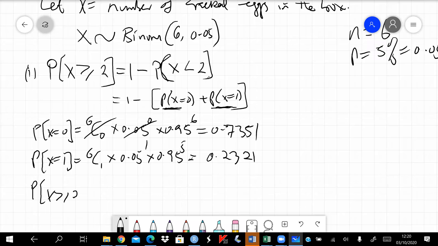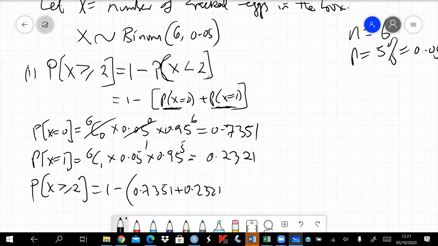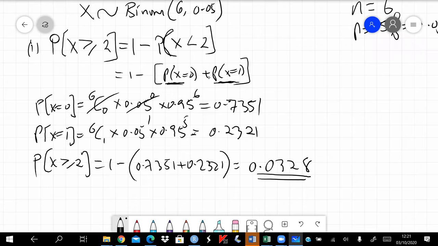So now the required probability that X is bigger or equal to 2 will be given by 1 minus 0.7351 minus 0.2321. So that's the probability of getting two or more cracked eggs, around 3%.